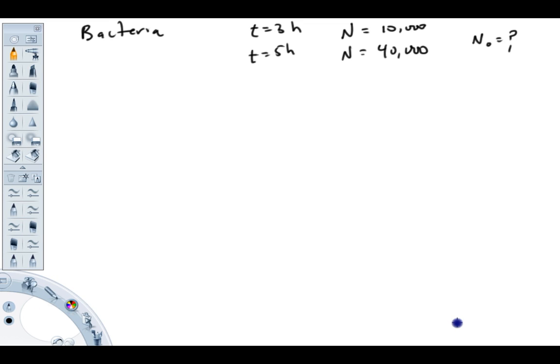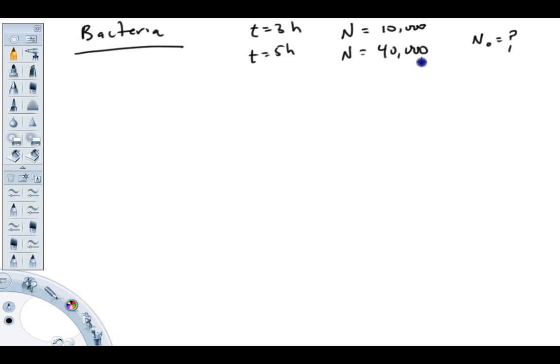The purpose of this video is to demonstrate how to solve differential equations that are exponential in nature. The example we're looking at is about bacteria. Imagine we've got some sort of bacteria colony, and after a 3-hour time frame, the number of bacteria is 10,000. Then 2 hours later, in other words at t equals 5 hours, the number of bacteria is 40,000.